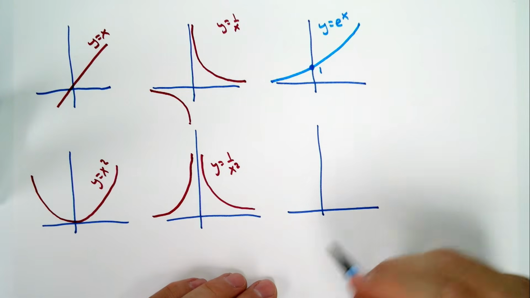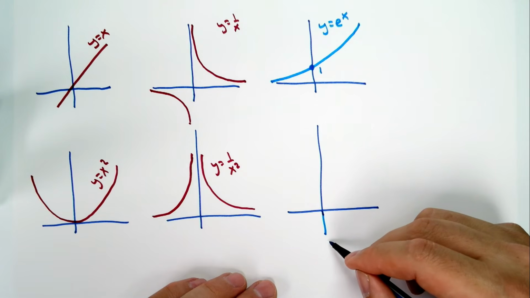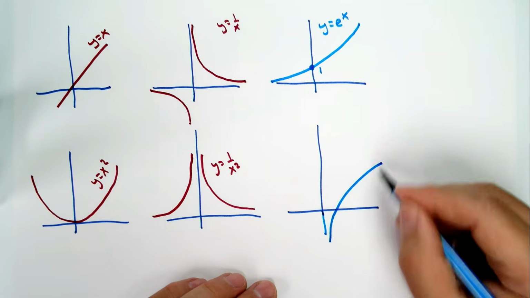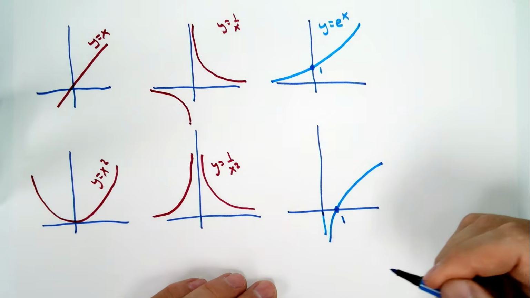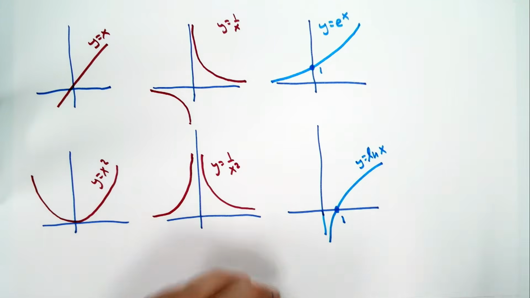Now the opposite of e to the x, or really the inverse function of e to the x, is the logarithm. And so it's going to come up and do this. So it's going to cross here at 1. So this is y equals natural log of x. Now you'll notice that there's a couple of important things.